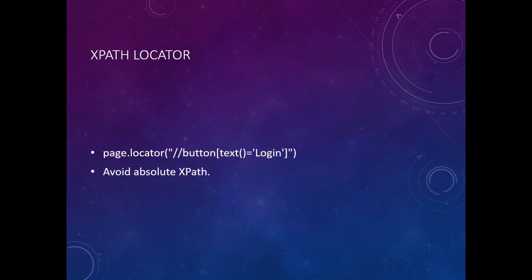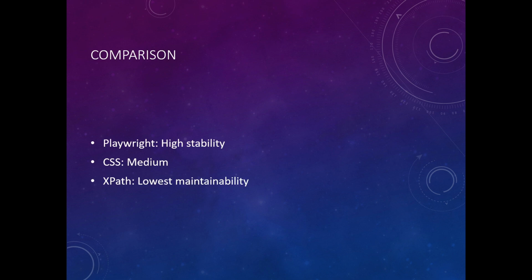And XPath is, avoid the use of absolute XPath. You can use relative XPath, and it's less recommended. Okay, here also you can use page.locator, and within that the XPath, within the bracket and quotes, we can give the XPath locator value. By design, the Playwright locator is highly stable. You can use in your project Playwright locators compared to CSS and XPath.